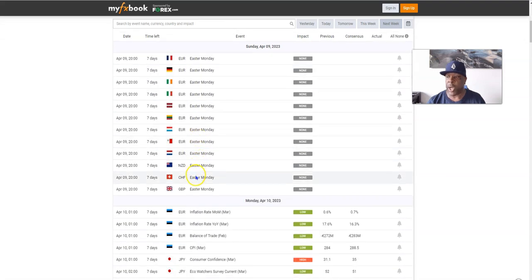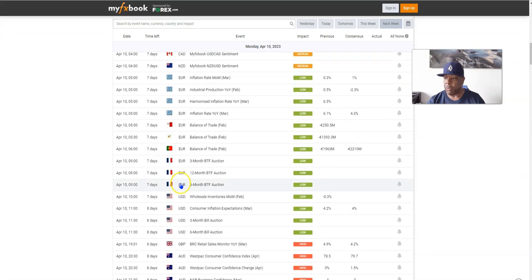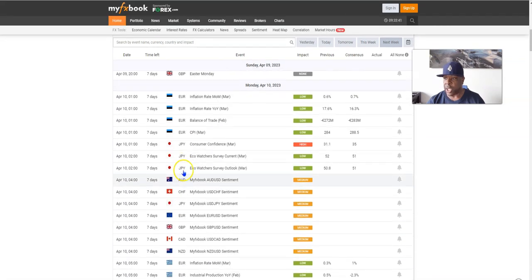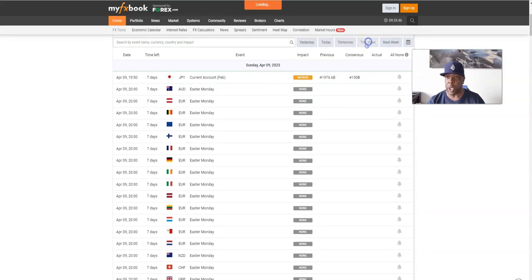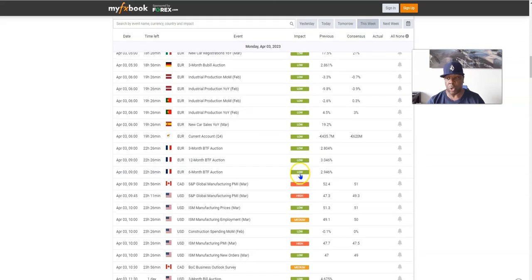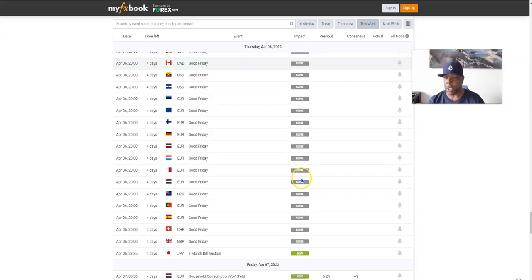All these countries right here are celebrating Easter on Sunday. So if the market opens up and it's extremely slow, you know that next week in these particular countries, not in the US, see the US ain't listed there, they are having Easter. And look at what's happening this week, okay? But I got something else to show y'all. Scroll down, and you'll see that this coming Friday, it's Good Friday.